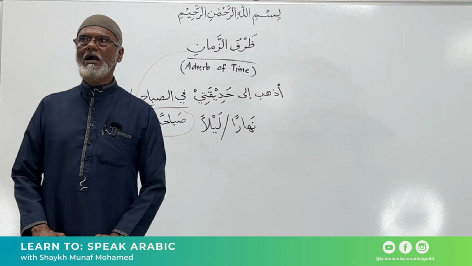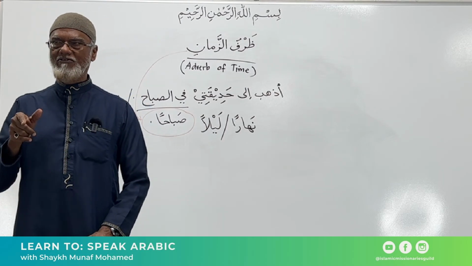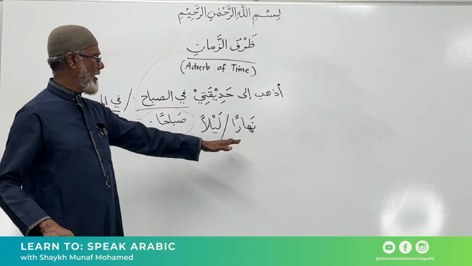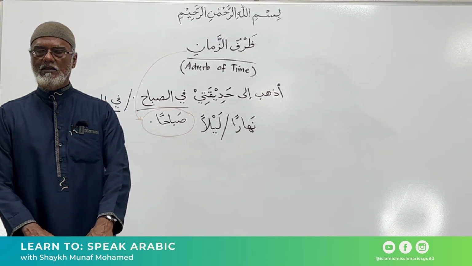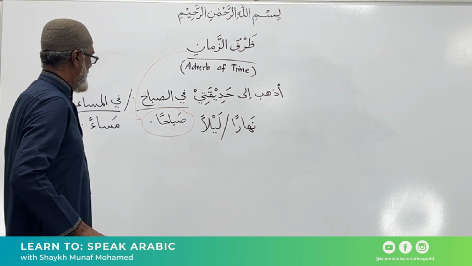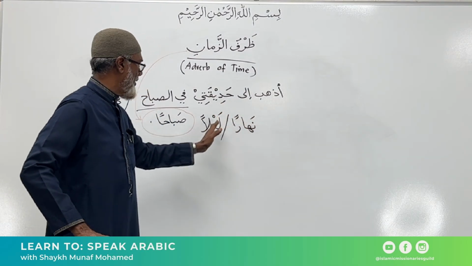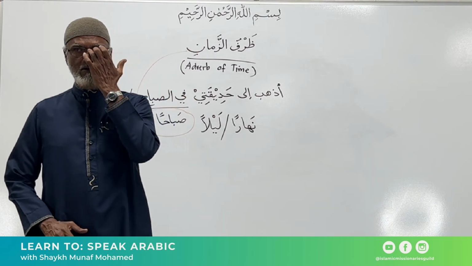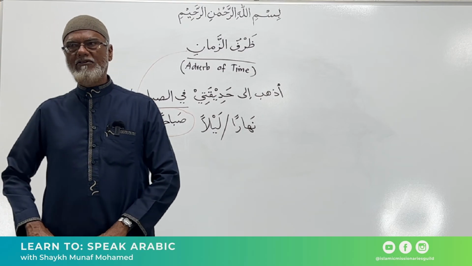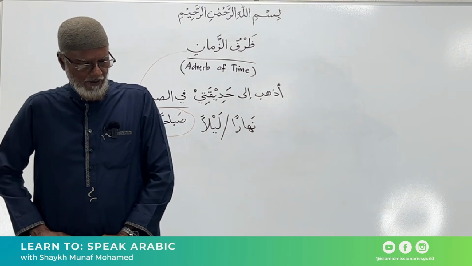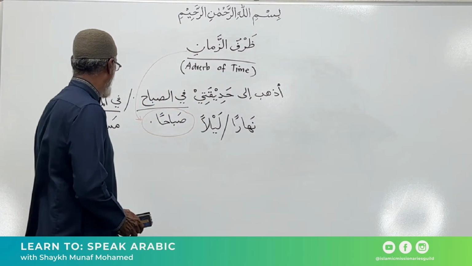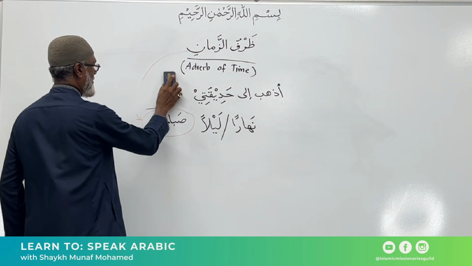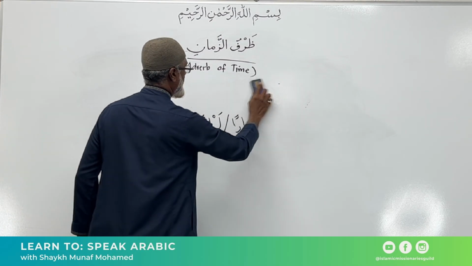I work day and night. A'malu, alif, ain, mim, lam. A'malu naharan wa laylan. So these words, naharan, laylan, sabahan, masa'an, are all referred to as zarf zaman. They are adverbs of time. Let us look at some more words.